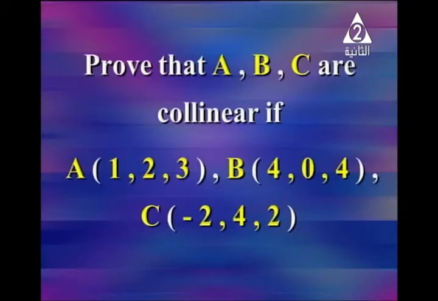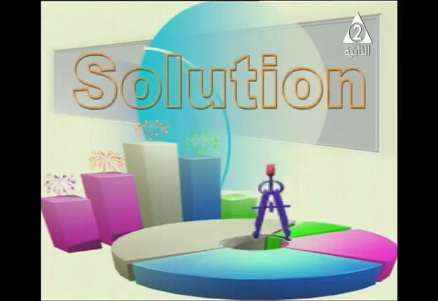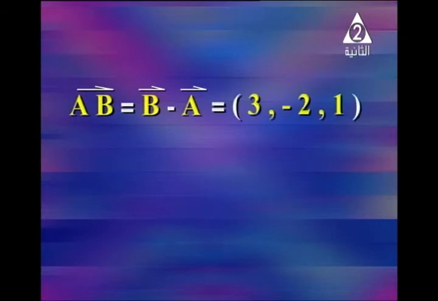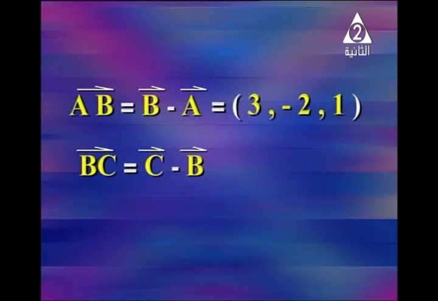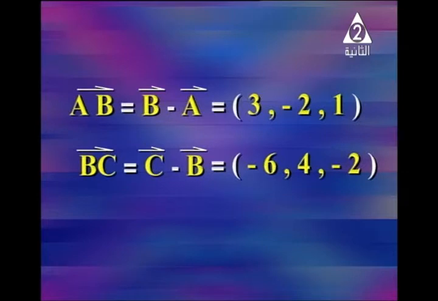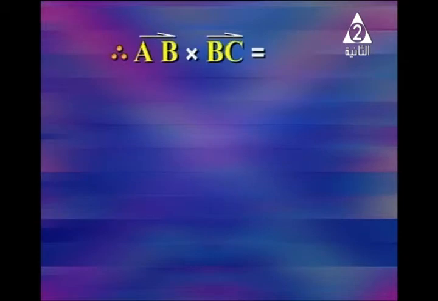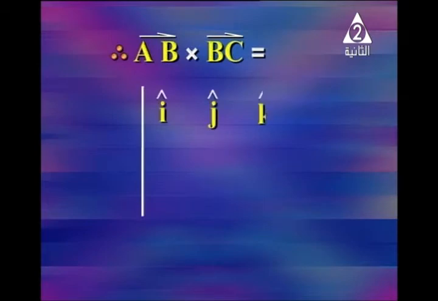How to prove that 3 points are collinear? Look at the solution. AB vector, what do you mean by AB vector? B minus A. AB vector is 3, negative 2, 1. Then BC vector means C minus B. We find BC vector by C minus B, equals coordinates negative 6, 4, negative 2. Then we find AB vector cross BC vector by using the determinant with i, j, k.